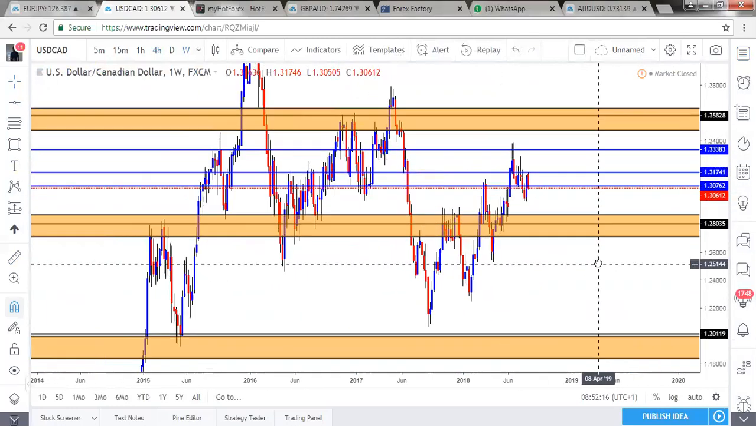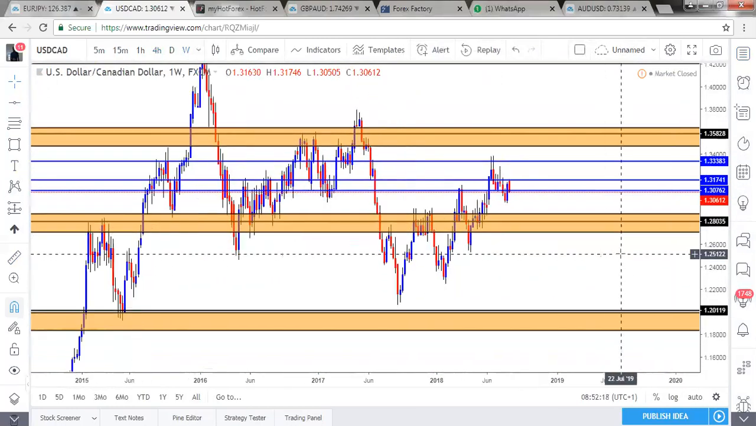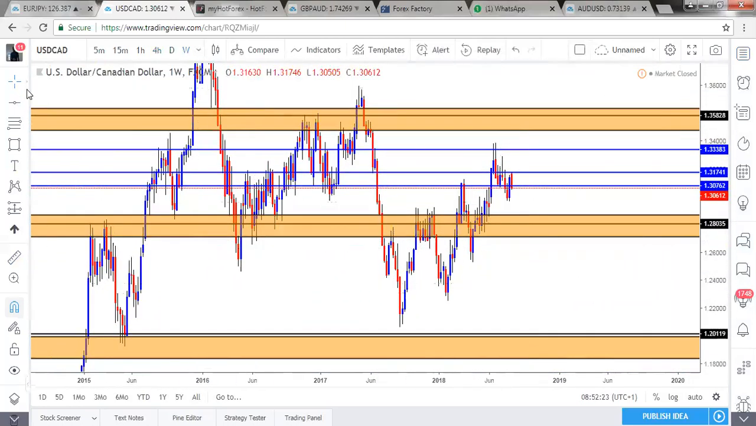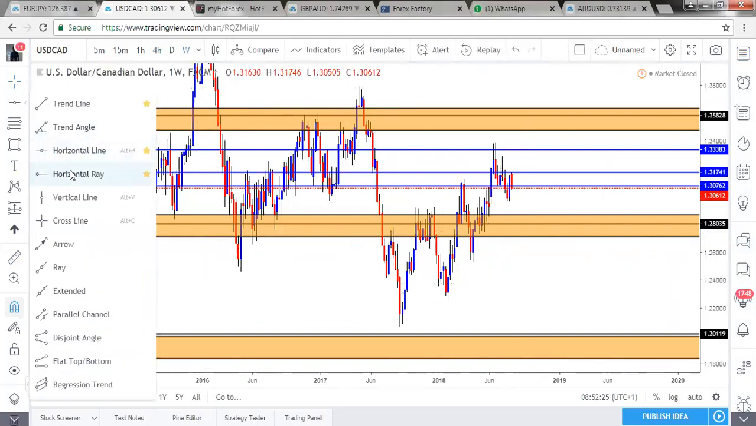Now, the next thing we're going to talk about, we've already seen how to draw the support and resistance. The next thing we're going to talk about is the trend lines. Now, you go to your toolbar here and you select your trend line.